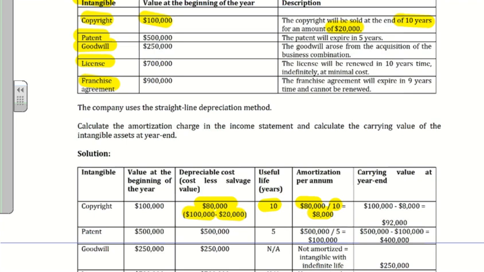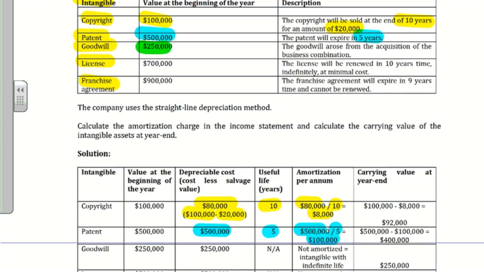Okay, a patent, 500,000. It'll expire in 5 years' time. Nice and easy. 500,000. It's got no residual value. 5-year life. 500,000 divided by 5, and I depreciate it by 100,000 every year. Okay. Goodwill. Let's have a look at it. We'll just do one more with you.